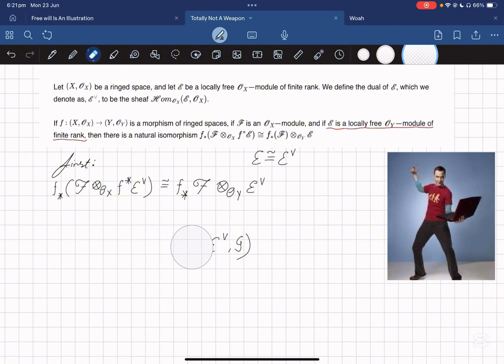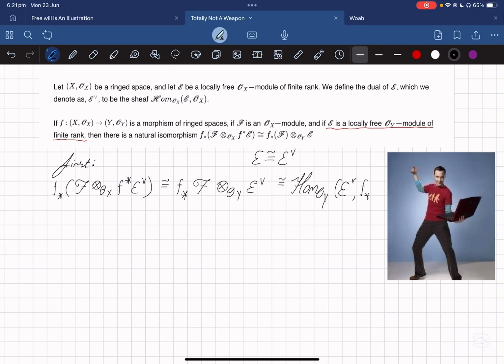Applying this to the problem, we find that it's isomorphic to the sheaf Hom over Y. Here's its dual, and we write it with the push forward of F.